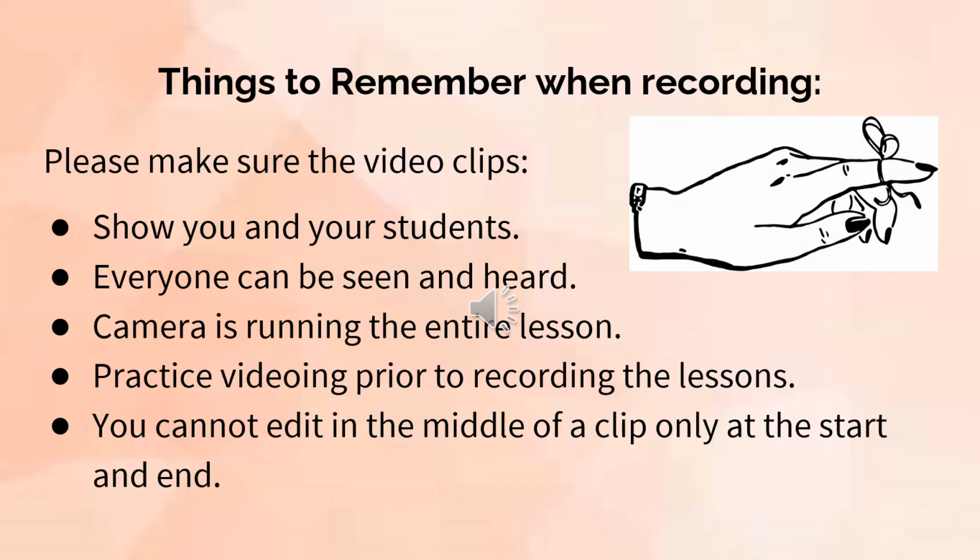There are a few logistical things you need to remember when you're recording. The first thing is you have to make sure that your camera shows you and your students. It has to show both you and your students. So you want to think about where in the room your camera needs to be to do that. Secondly, everybody has to be able to be seen and heard. I know this can be tough in schools, but again, you want to make sure that you practice so that you can figure out where it needs to go and how you need to either close your door or figure out how students can be heard.